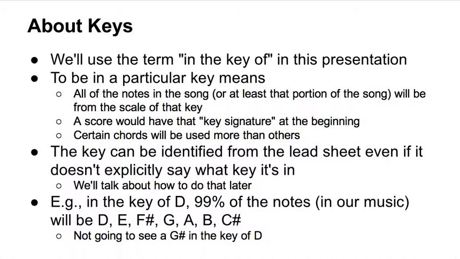As an example, in the key of D, 99% of the notes that are played in that song are going to be from the D major scale: D, E, F sharp, G, A, B, and C sharp. You're just not going to see a G sharp when you're in the key of D. Actually, you could see a G sharp. That might be the first accidental that you would actually see.